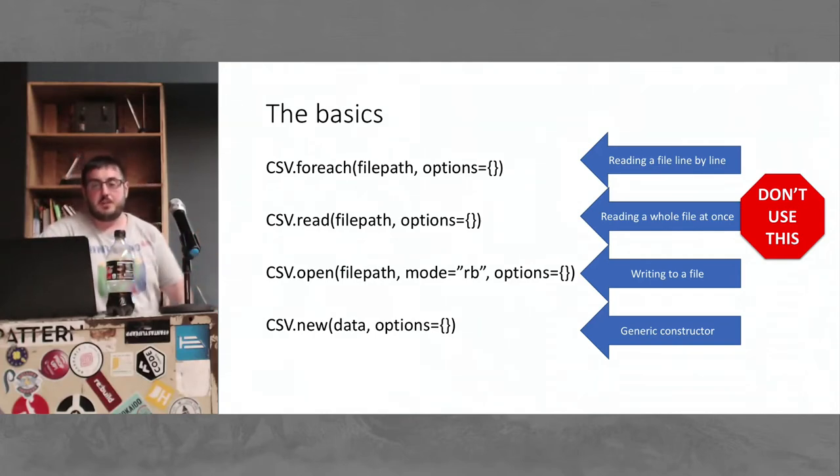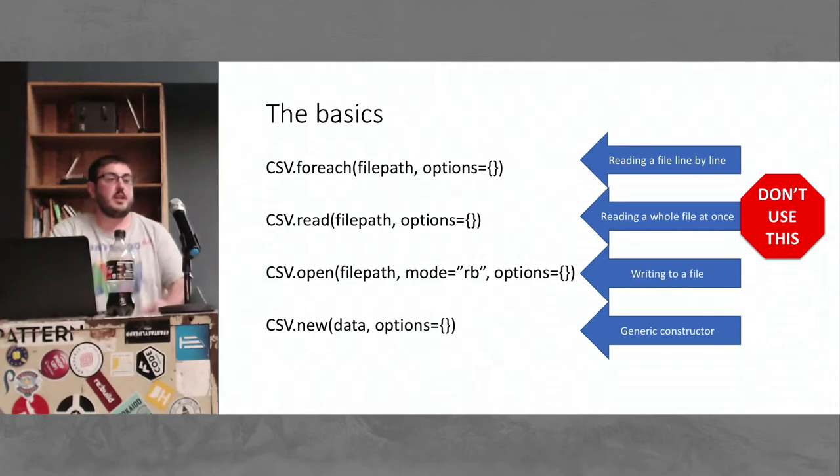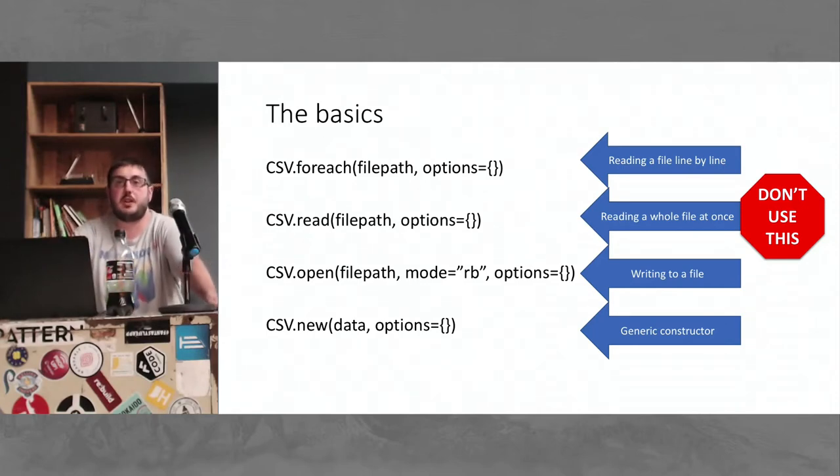Use foreach, which effectively opens the file with a handle and will stream it in line by line, so you're only dealing with that row in memory at a time, and the garbage collector should clean up after itself while you go through the file. CSV open, similar to file.open, is the main interface to write to a CSV file. And CSV new is the main constructor. Pretty much everything in CSV will eventually go through CSV new. The other methods are just syntactic sugar that set up some stuff for you.